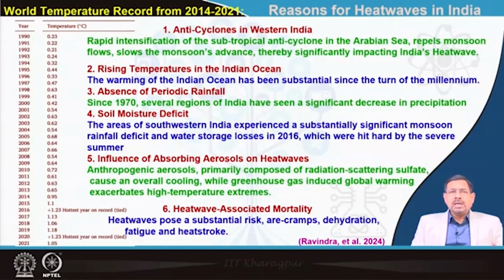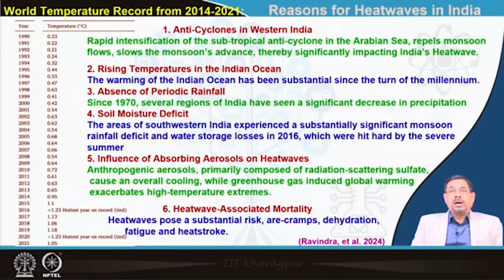Coming to the fifth one, influence of absorbing aerosols on heat waves. Anthropogenic aerosols, primarily composed of radiation scattering sulfate, cause an overall cooling, while greenhouse gas induced warming exacerbates high temperature extremes. And the sixth one is heat wave associated mortality. Heat waves pose a substantial risk. There could be cramps, dehydration, fatigue, heat stroke also. So, it is associated with mortality.